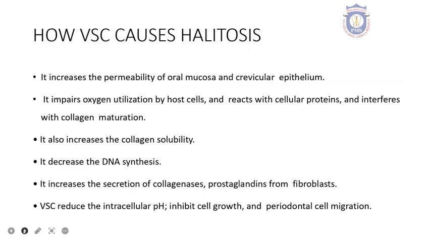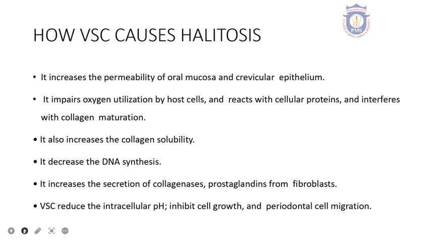So, how do volatile sulfur compounds cause halitosis? These compounds increase the permeability of oral mucosa and crevicular epithelium. They also impair the oxygen utilization by host cells, react with cellular proteins and interfere with collagen maturation. These volatile sulfur compounds also increase collagen solubility and decrease DNA synthesis. They increase the secretion of collagenase and prostaglandins from the fibroblasts, and also reduce the intracellular pH, which inhibits cell growth and periodontal cell migration. So this is how volatile sulfur compounds contribute to halitosis.